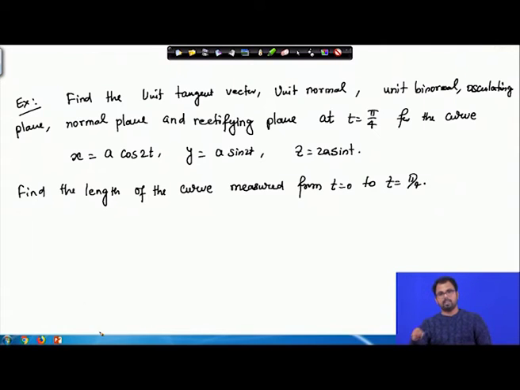So, this is a very nice example to practice all the things that we have studied before. First of all, you can write this x, y, z as the equation of a curve, r equals f(t), a vector equation, and then from there you can calculate dr/dt, d²r/dt², r triple dot, and r triple dot at t equals pi by 4.